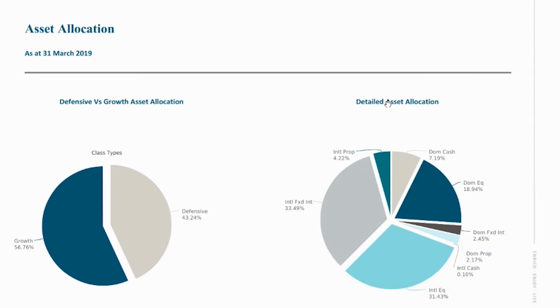The next page is the asset allocation summary, and it provides you with a bit of a breakdown as to the total growth and defensive assets in your portfolio, as you can see here on the left. On the right, we lift the bonnet further to give you a breakdown as to how much money is invested in the different asset types. For example, we've got domestic shares here and international fixed interest here.